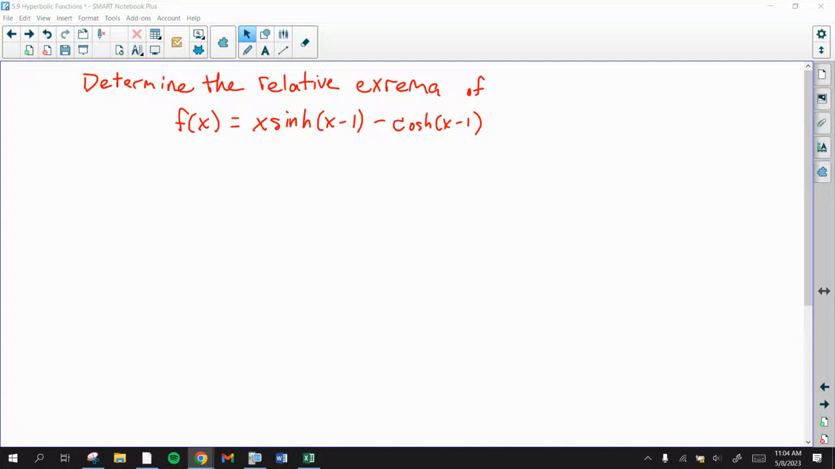All right, so we're going to determine the relative extrema of this hyperbolic function, and here we go. So the derivatives of hyperbolic functions are pretty similar to your regular trig functions. Just be careful of the signs. You'll see. So anyhow, you're still following all the rules of differentiation, obviously.